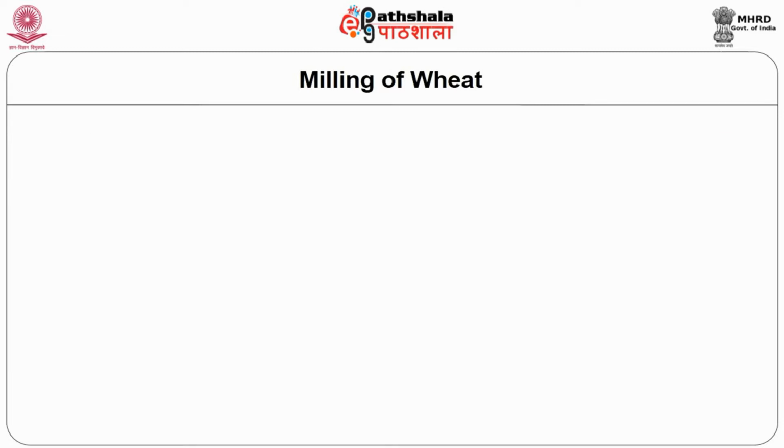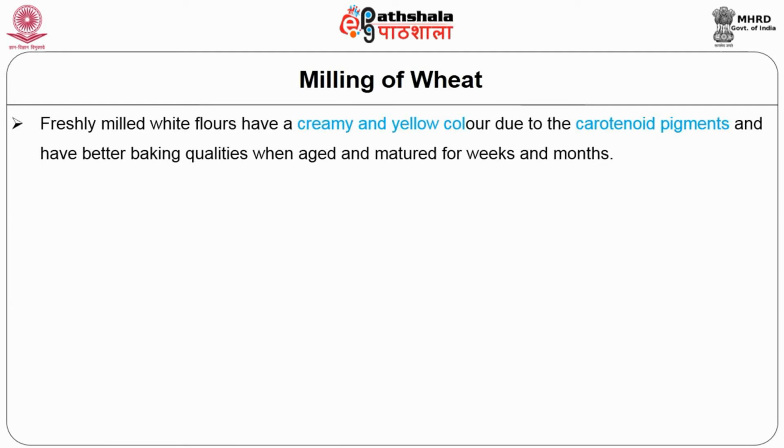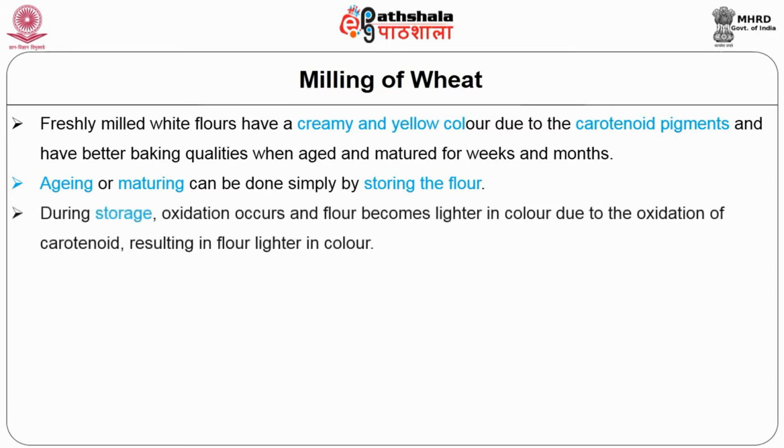Freshly milled white flours have a creamy yellow color due to the carotenoid pigments and have better baking qualities when aged and kept for months. Aging or maturing can be done simply by storing. During storage, oxidation occurs and the flour becomes lighter in color due to the oxidation of carotenoids.